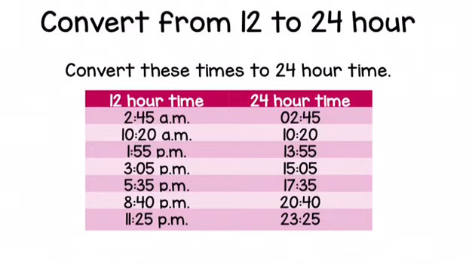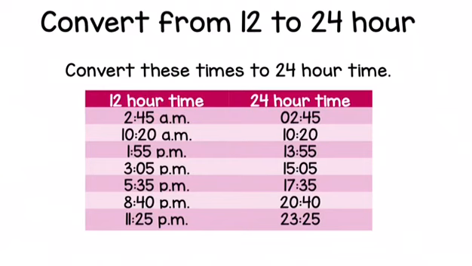For 8:40, again it's in the afternoon, so we will do 8 add 12, which equals 20. So the new time would be 20:40. And similarly with 11:25 p.m., because it's p.m., you add 12 to the hours column. 11 add 12 is 23, which means that the 24-hour time would be 23:25. So remember, if you're converting from 12-hour to 24-hour, all you need to do is add 12 to the number in the hours column.